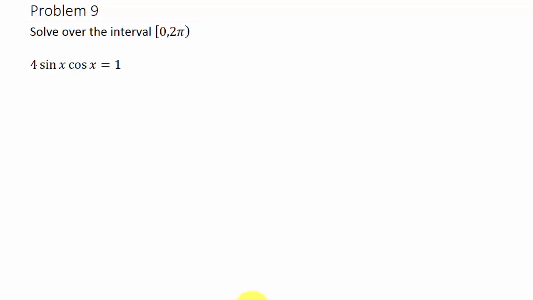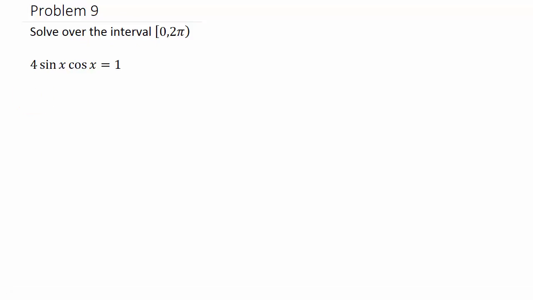Alright, so here we have problem 9, solving trig equations, and I want to find all the solutions from 0 to 2 pi. So here I have 4 sine x cosine x equals 1. Now what to do here? Well, I can't set sine x equal to 1 and cosine x equal to 1. We can only do that when it's a 0 here. So somehow I need to try to get this sine of something or cosine of something.